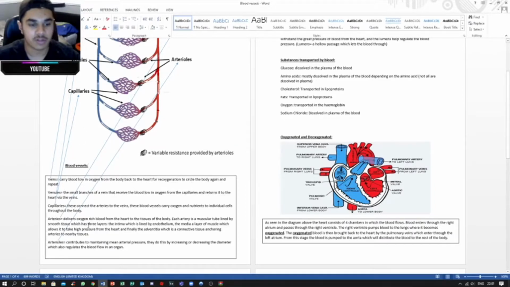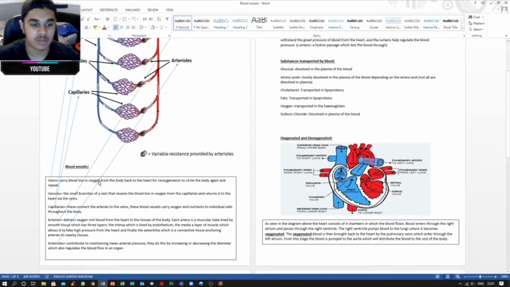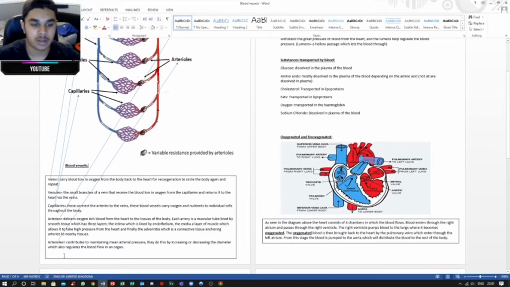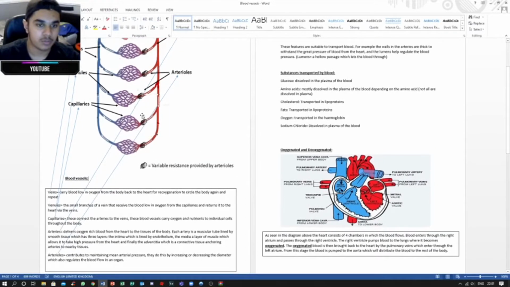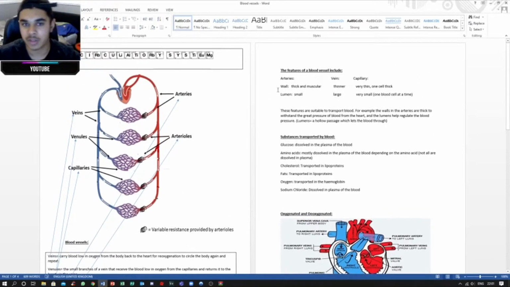And again on the oxygenated side are arterioles, which, as you can see by these little squiggly lines which are nicely drawn in the diagram, contribute to maintaining the mean arterial pressure. They do this by increasing or decreasing the diameter, which also regulates the blood flow in the organ. So this increase and decrease in diameter allows blood to flow through quicker or slower.